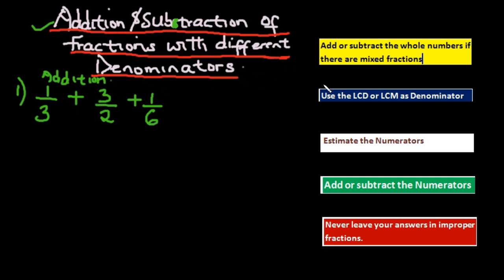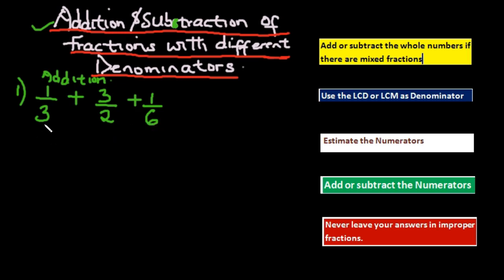The first step says add or subtract the whole numbers if there are mixed fractions. There are no mixed fractions here, so we use the LCD or LCM as denominator, the lowest common denominator or lowest common multiple. You use the lowest common denominator if all the other denominators can go into it. But if that's not possible, sometimes you have to estimate for the lowest common multiple.